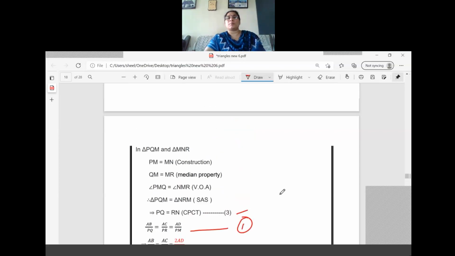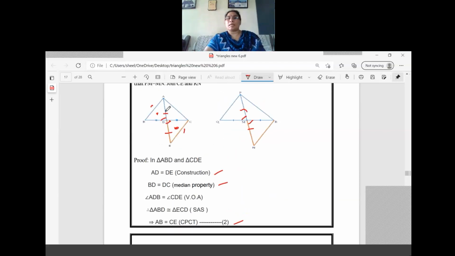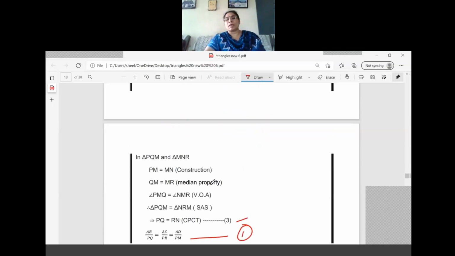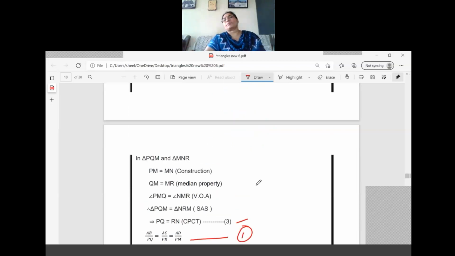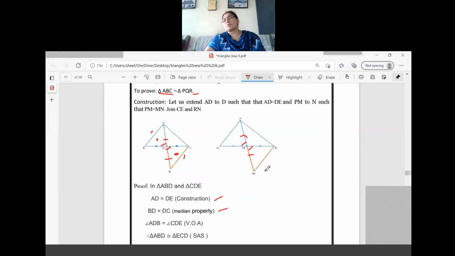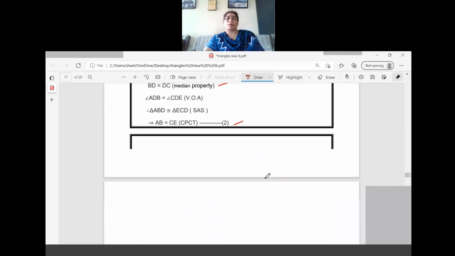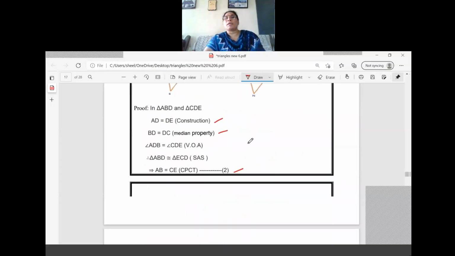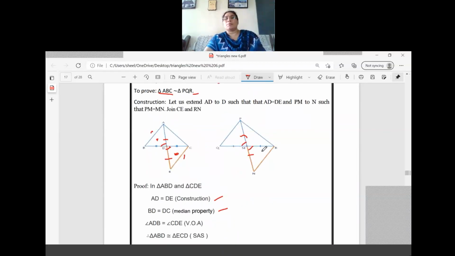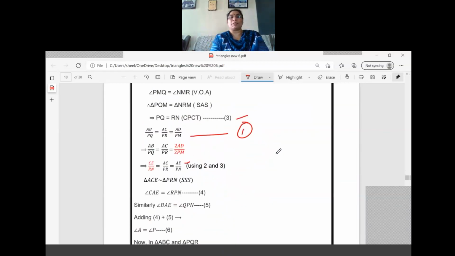See that one, 2AD means what? See the diagram, AD equals DE. So 2AD means the total length AE only. So that 2AD we are replacing with AE. Similarly, in this triangle, 2PM is replaced by PN only. So here we can see PN only. So we got AE by PN.